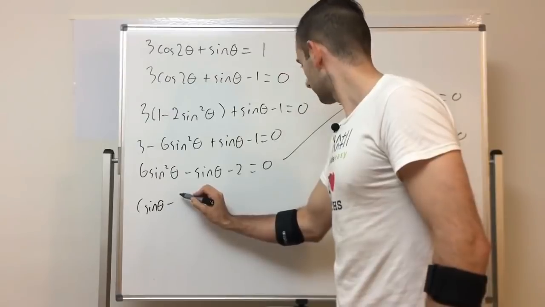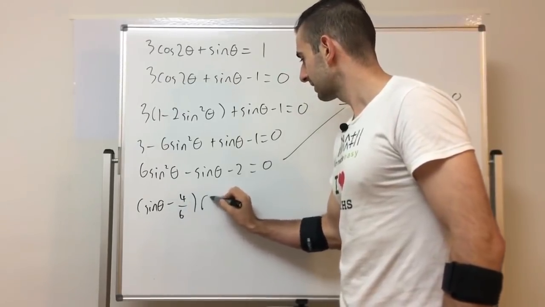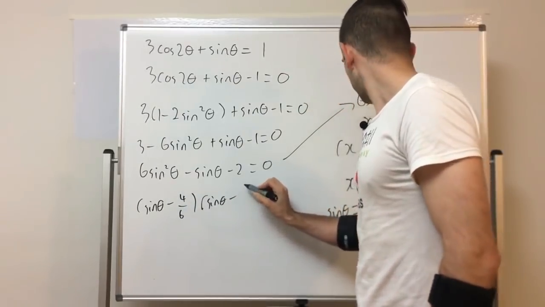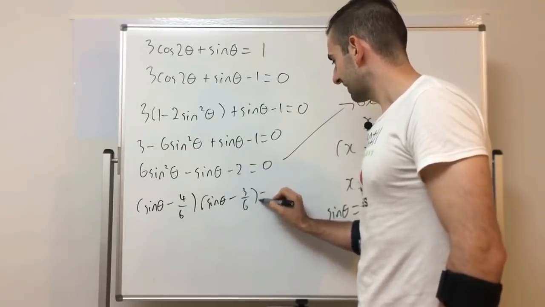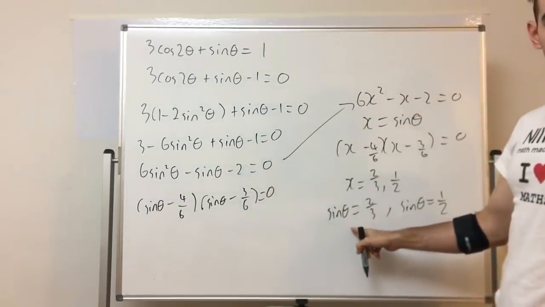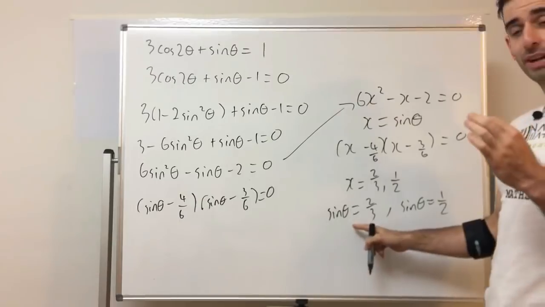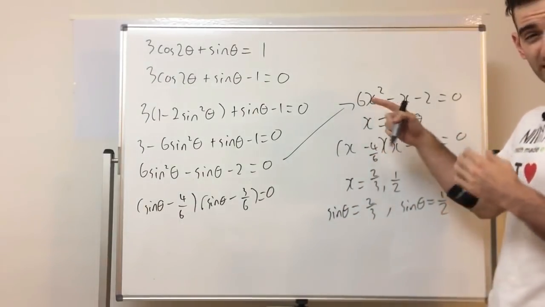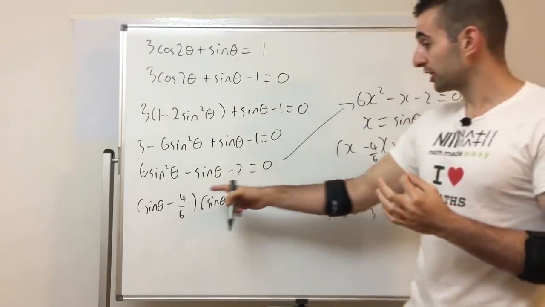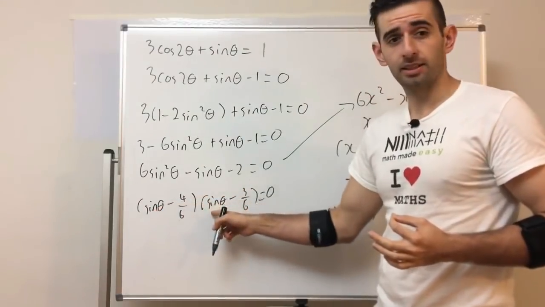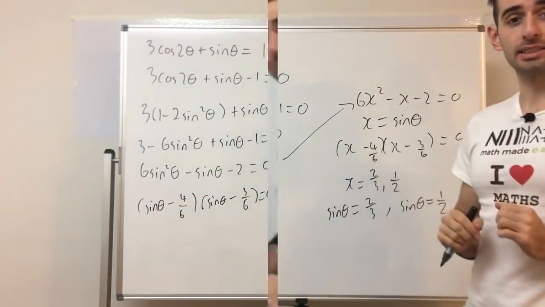(sine theta - 4/6)(sine theta - 3/6) = 0, and then written it down like that. So when you're a more advanced student, you won't need to actually sub in x equals sine theta. You'll notice you can just factorize it using sine theta. All right, let's go to the next example.